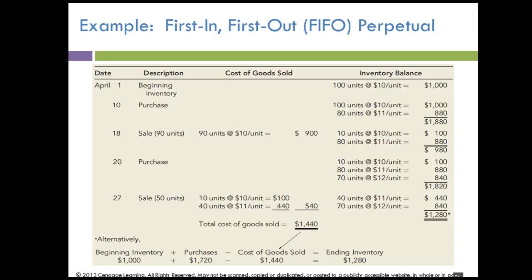We deal with FIFO, first in, first out. We see we had a beginning inventory of 100 units. On April 10th, we purchased 1,000 units at $10 a unit. Then we also had 80 units at $11 a unit. Then on the 18th, we sold 90 units. So we can show that we sold those 90 units from our beginning inventory.